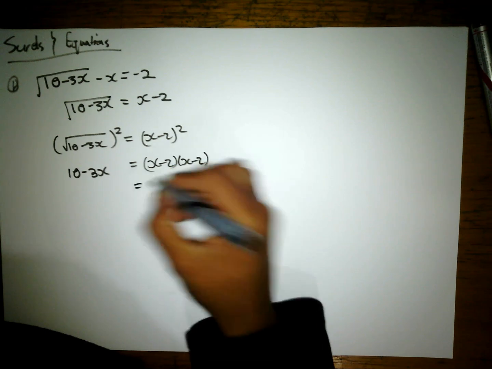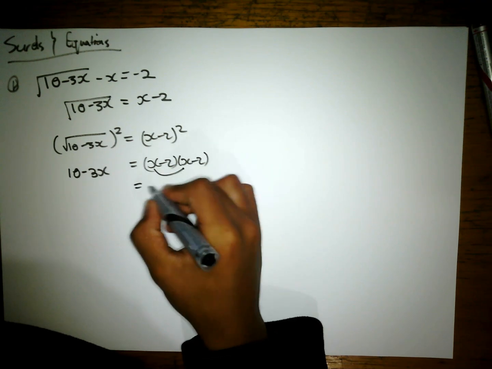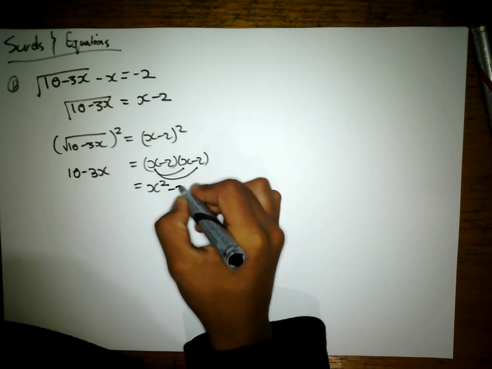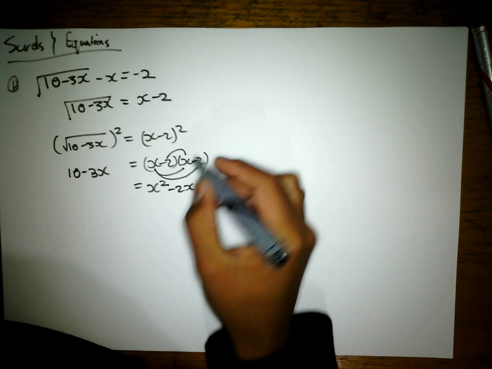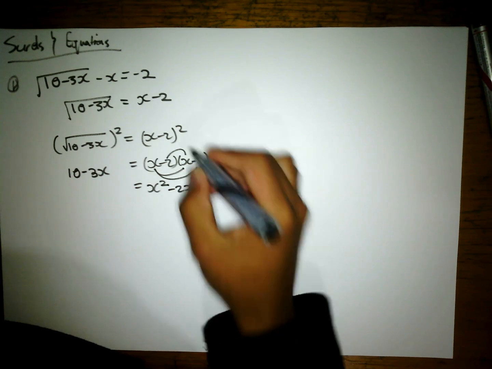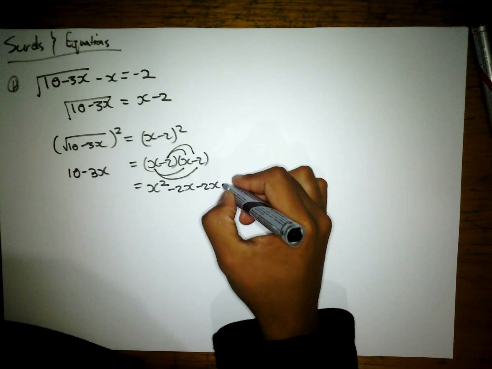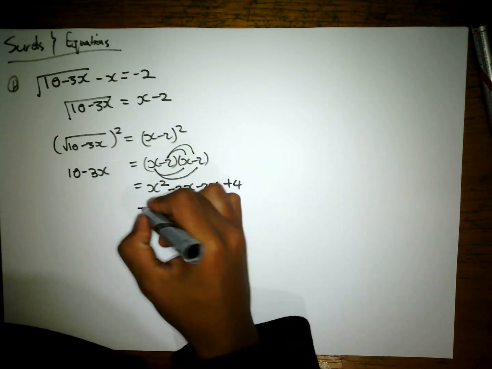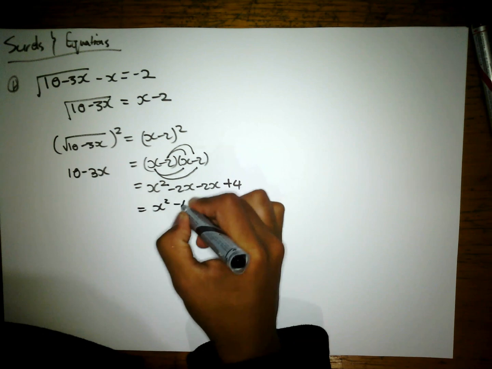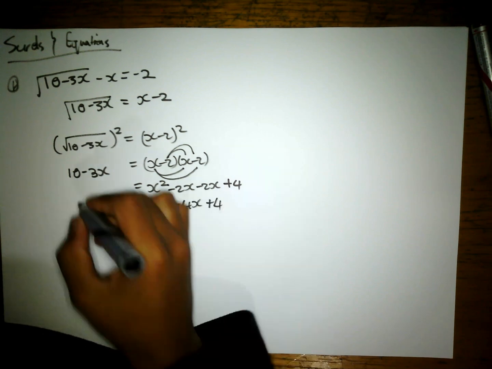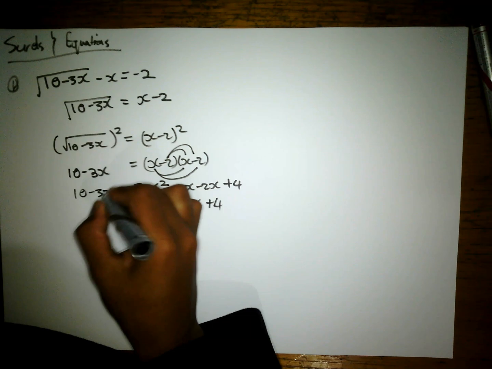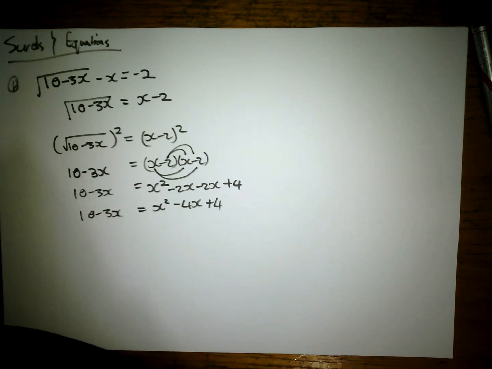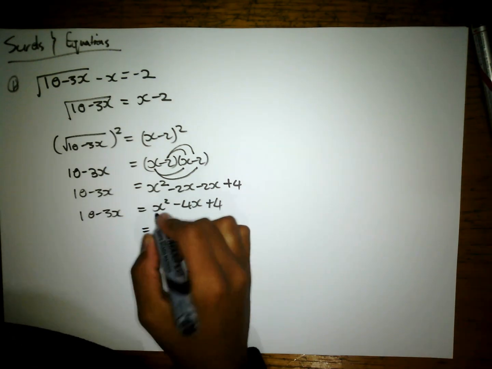Now we have to expand this, and we say x times x is x squared. x times minus 2 is minus 2x. Minus 2 times x is minus 2x. Minus 2 times minus 2 is a positive 4. That's equal to x squared minus 4x plus 4. This is still 10 minus 3x, 10 minus 3x. All we do now is we simplify this.